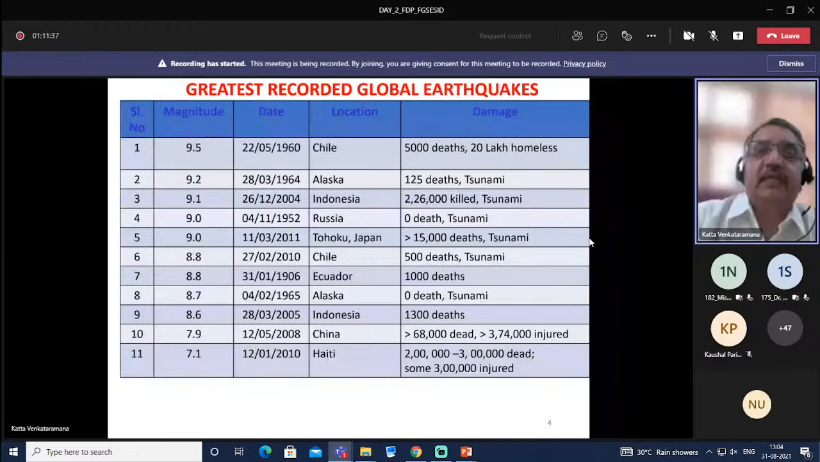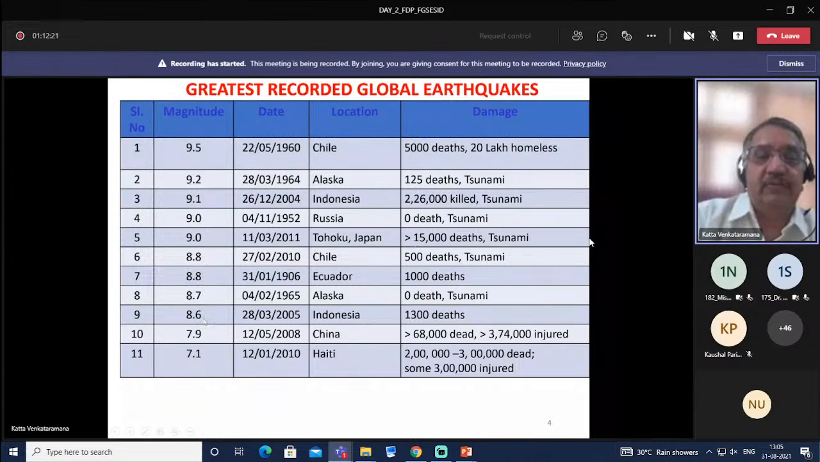Some of the greatest recorded global earthquakes: magnitude 9.5, 1960 occurred in Chile. And 1964, Alaska, magnitude 9.2. Indonesia, 9.1. This is actually in India also. A lot of damage occurred in the southern part of India, Tamil Nadu coast, Kerala coast, and so on. More than 2 lakh people died during this earthquake. Then magnitude 9, 2011 Japan earthquake. More than 15,000 people died, and so on.